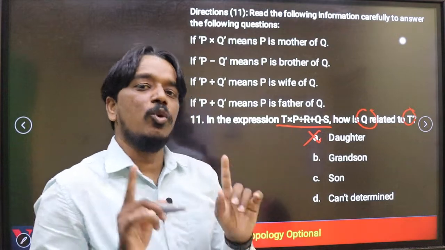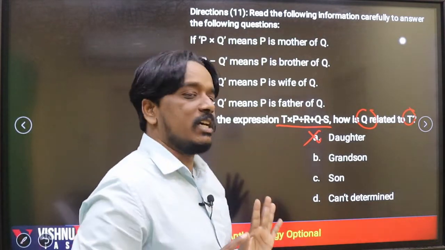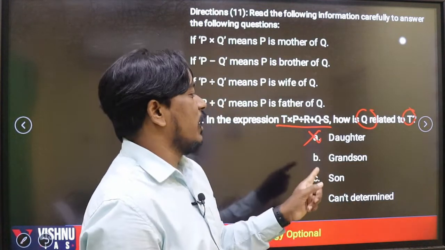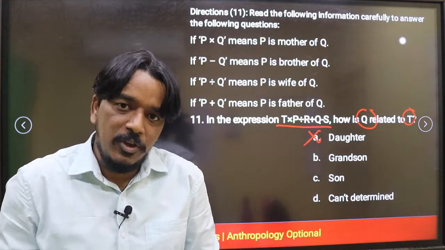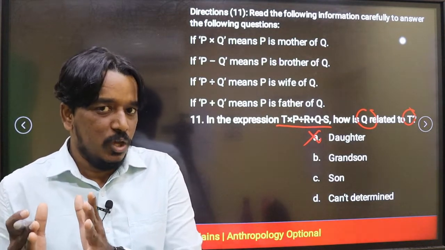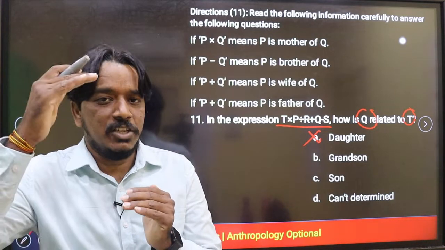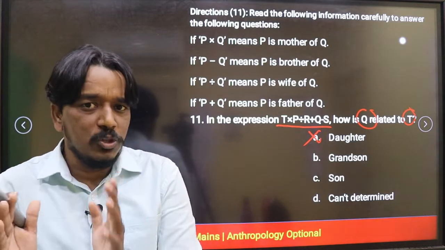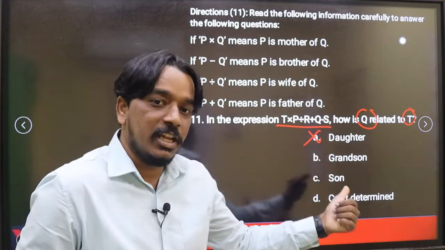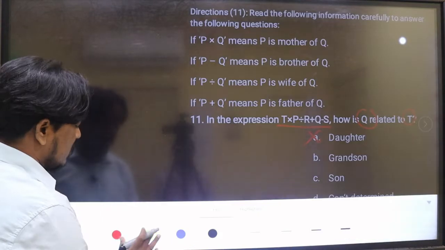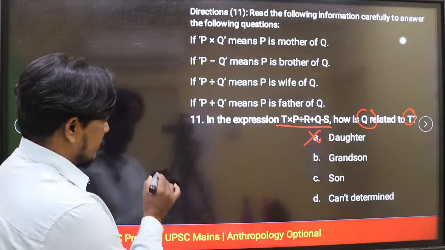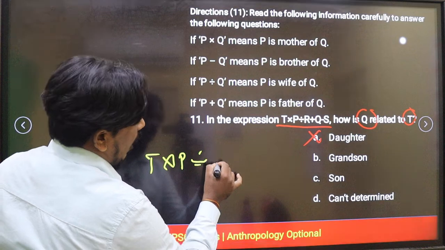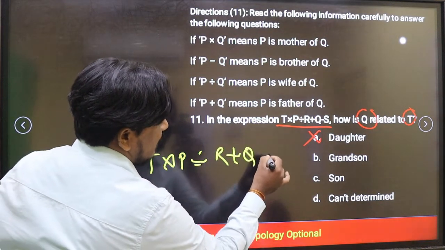Grandson, son, and cannot be determined remain. Only one option is eliminated. We have to compulsorily verify what the correct answer is, grandson or granddaughter, son or something else. Whatever, we have to draw the diagram. Or otherwise, we can apply the generation technique also. If you have full clarity about generation gaps and generations, we discussed the basic relations in the starting session, and I explained the generations also. We'll try to apply the generation technique as well as the basic family tree. For this expression: T into P divided by R plus Q minus S.